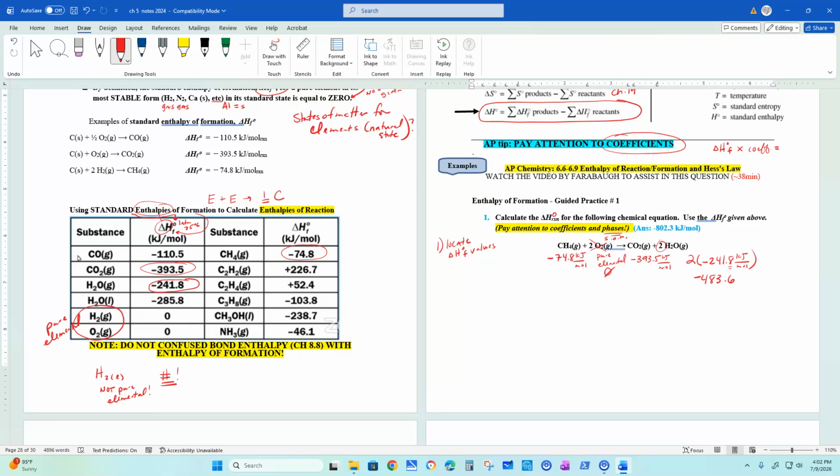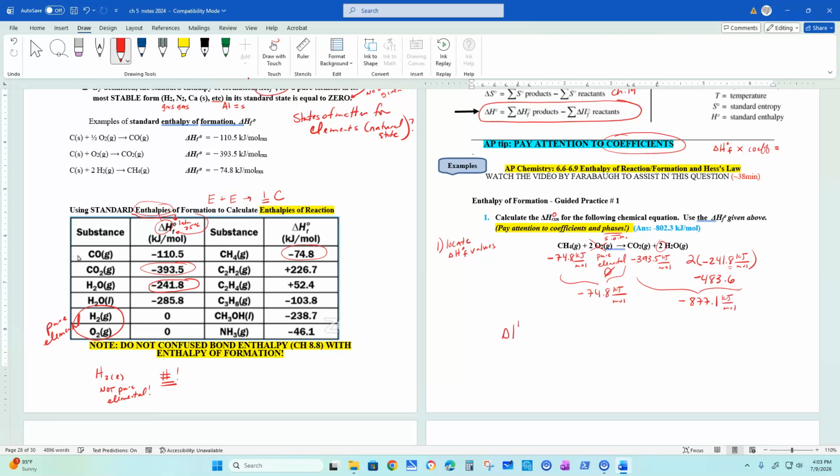So now I'm going to add up my products, which was negative 74.8 kilojoules. And my products, we're going to add those two up, add it to that negative 393.5. And I'm going to get negative 877.1. And we still have one after the decimal, kilojoules per mole.